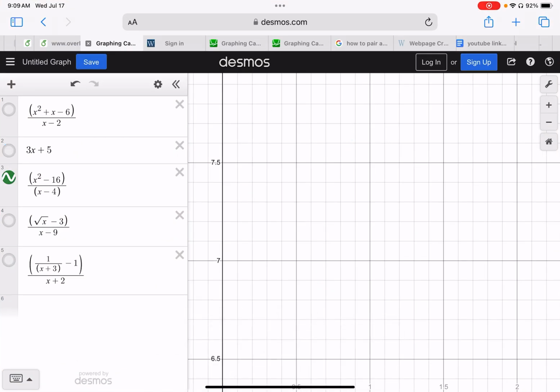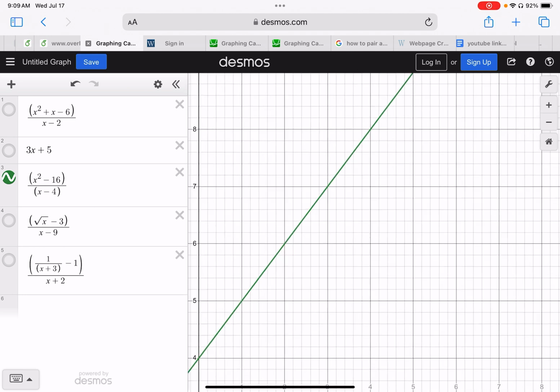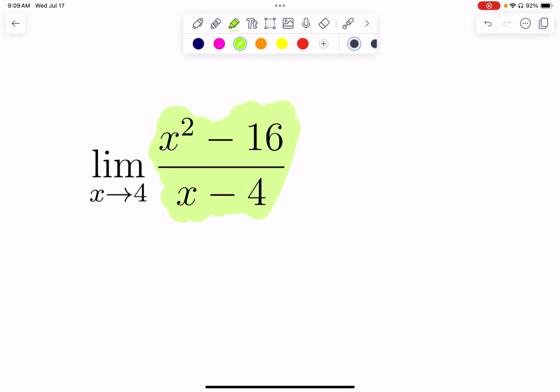So I have this example set up. If x is close to 4, right around here, I'm noticing y is close to 8. This is another graph that kind of looks like a line, technically has a hole in it, but we can barely tell. So this limit is equal to 8.